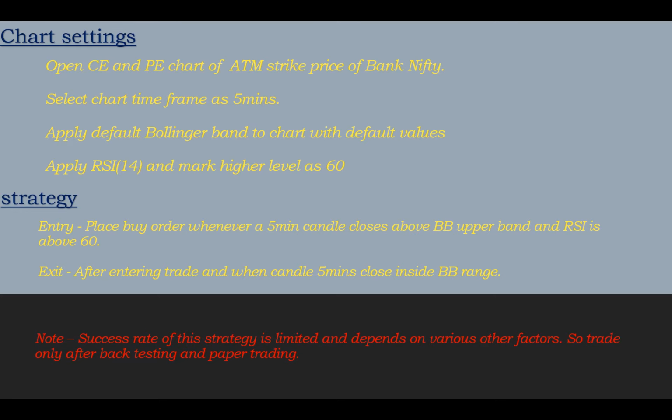So generally, let's start with the chart settings. We need to open the CE and PE charts of the at the money strike price of Bank Nifty, which means if Bank Nifty is trading at 26,300 rupees, then we need to open the 26,300 CE and 26,300 PE, and you need to select a 5 minute time frame chart, and you need to apply Bollinger Band to the chart with the default values and RSI with 14, and if possible mark the high level of RSI 60.